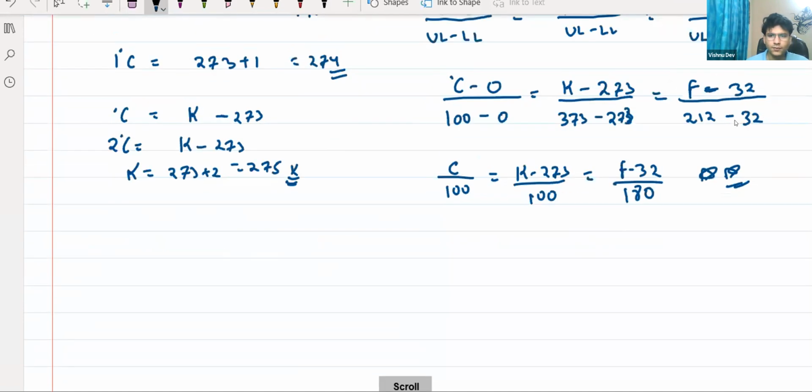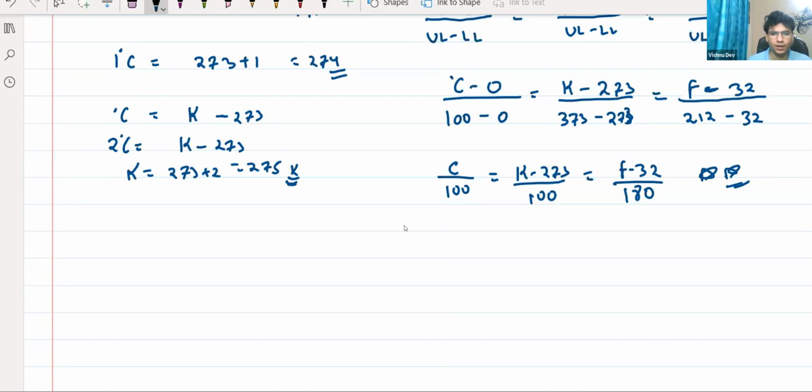Sir, can you explain what you did just in this step, sir? You just subtracted the denominators. What did I do? 373 minus 273 is 100, 212 minus 32 is 180. Okay. So how to use this?